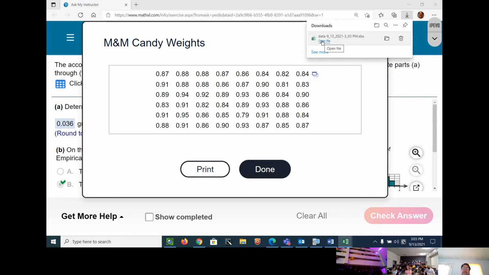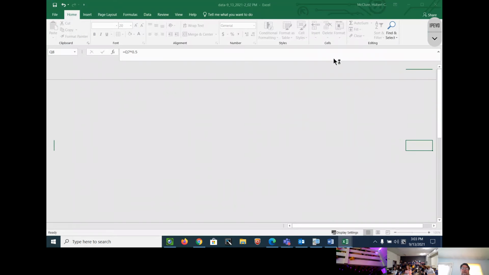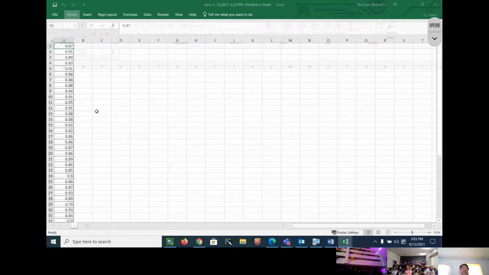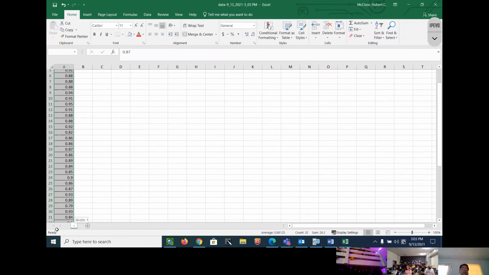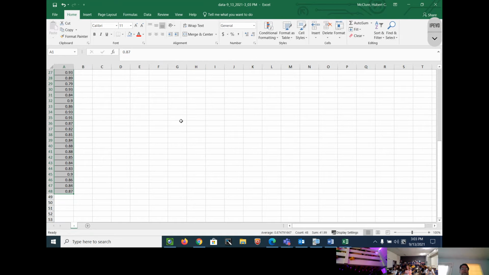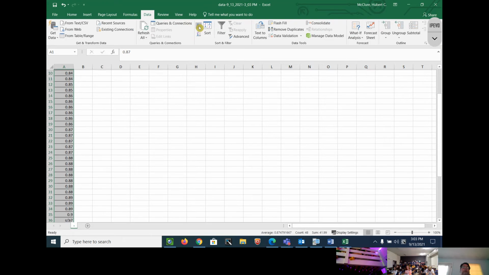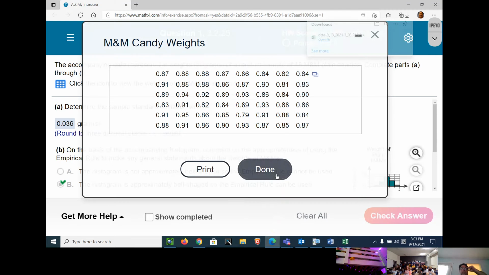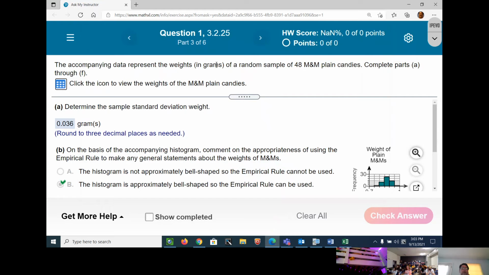I know you're not going to be able to see all of them on my spreadsheet, but I'm going to put them in order for you. There you go. And data. And they're in order. Now let's see what the question is asking. Determine the sample standard deviation of the weights.